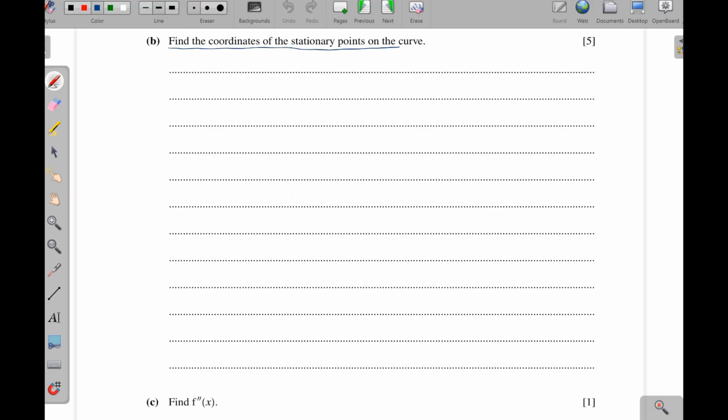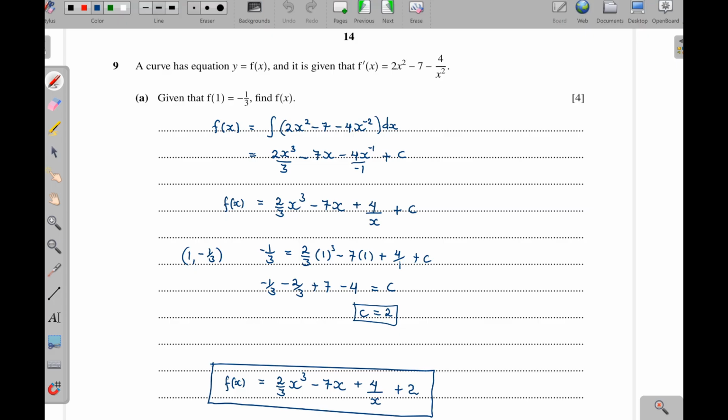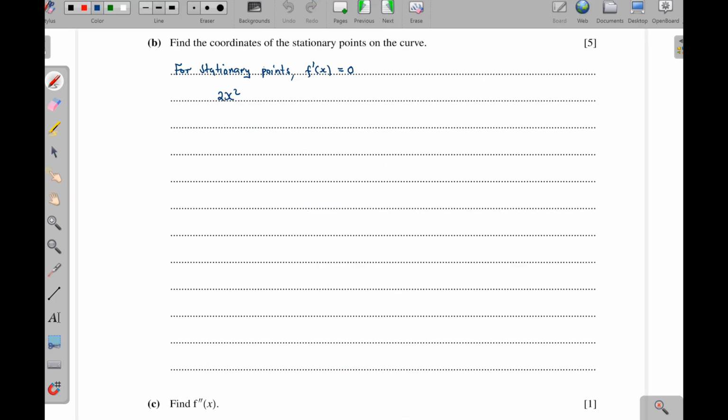Next, find the coordinates of the stationary points of the curve. Of course, you know that for stationary points, dy dx is equal to what? To 0. So for stationary points, instead of writing dy dx, I'm going to write f prime of x, okay? That is the derived function. So it's equal to 0. Remember, our f prime of x is 2x squared. Let me check again. 2x squared minus 7x, then minus 4 over x squared. So minus 7, then minus 4 over x squared is equal to 0.